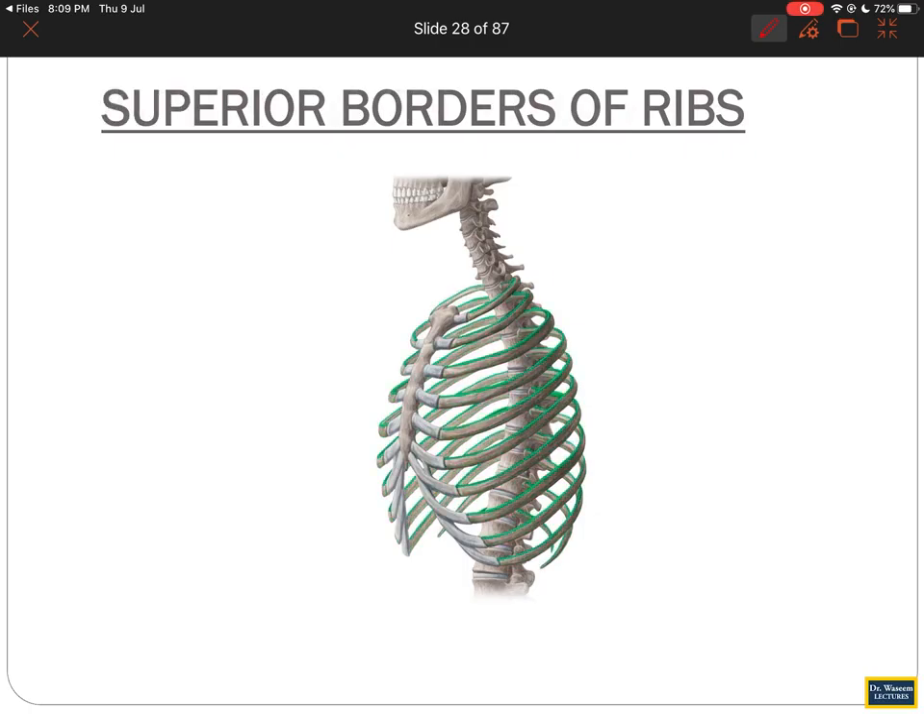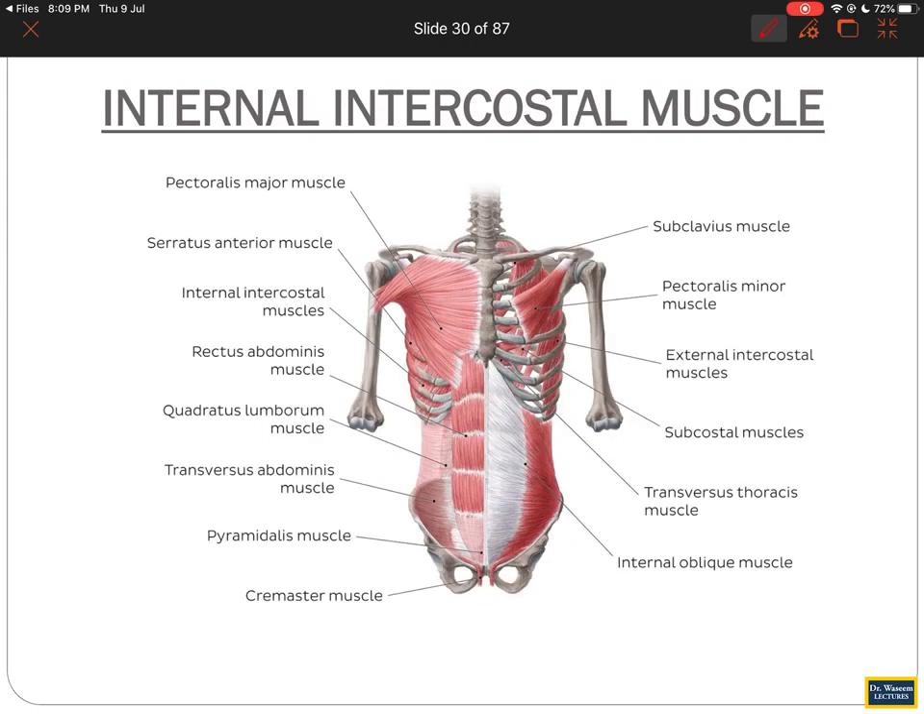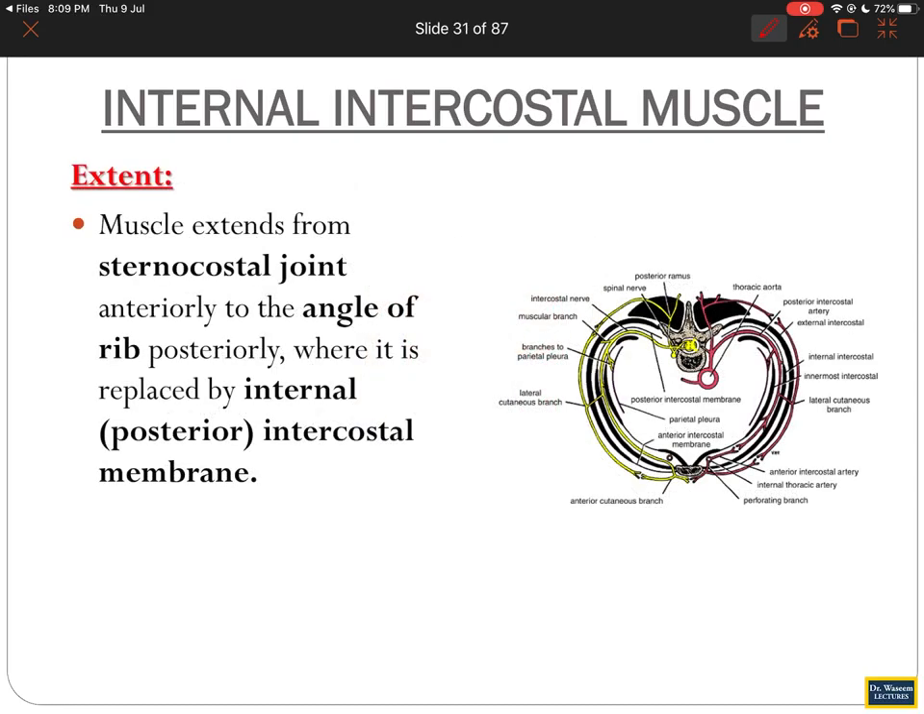Again I told you that the external intercostal is outside and inside will be the internal intercostal. So you can say these are the internal intercostal. The external intercostal has been removed and I am showing you the internal intercostal, obliquely upward and backward. This was obliquely downward and forward. One is superficial and the second is deeper.